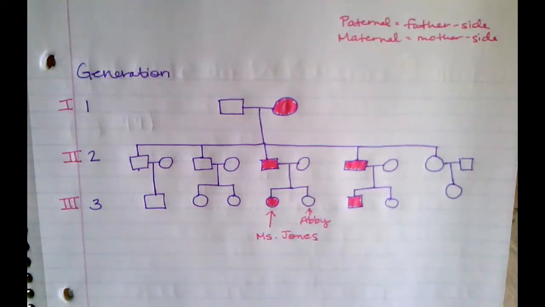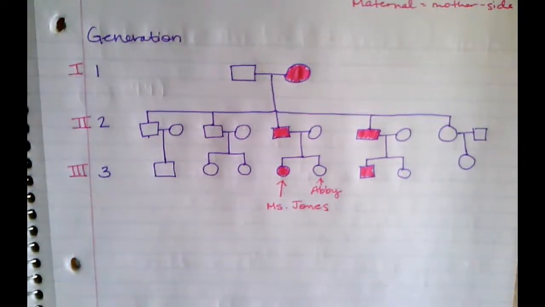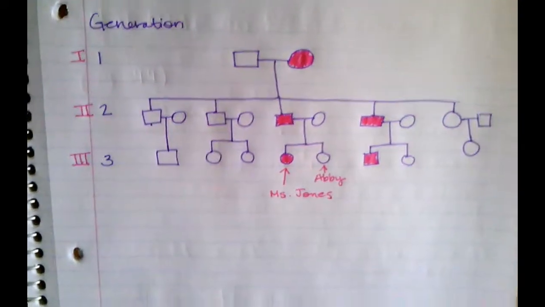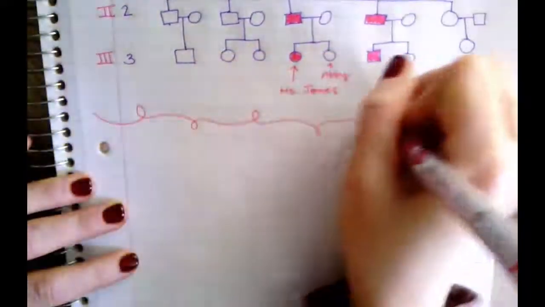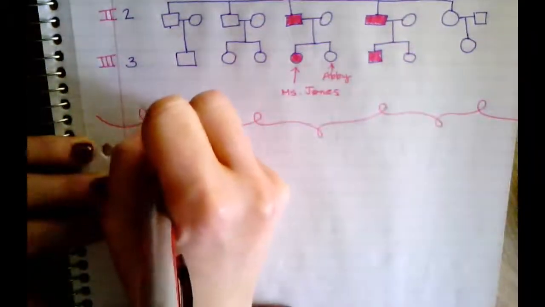So what I would like you guys to do is, you maybe don't have a disease, which is good. Maybe you just want to track who in your family has freckles, or who has blue eyes, or who has the widow's peak, or who can roll their tongue. So I'm going to challenge you. I'm going to put a little squiggly line here. I want you to make your own pedigree.